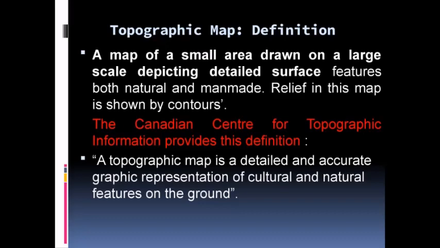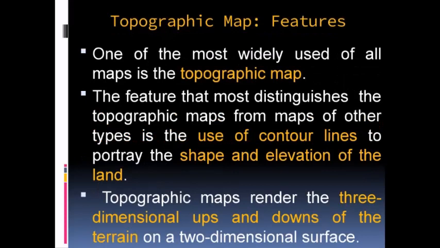The Canadian Centre for Topographic Information provides this definition: a topographic map is a detailed and accurate graphic representation of cultural and natural features on the ground. One of the most important features of the topographical map is the use of contour lines, which are used to portray the shape of physical features like hills, cliffs and valleys, and also depict the elevation of the land. The topographical maps render the three-dimensional ups and downs of the terrain on a two-dimensional surface.